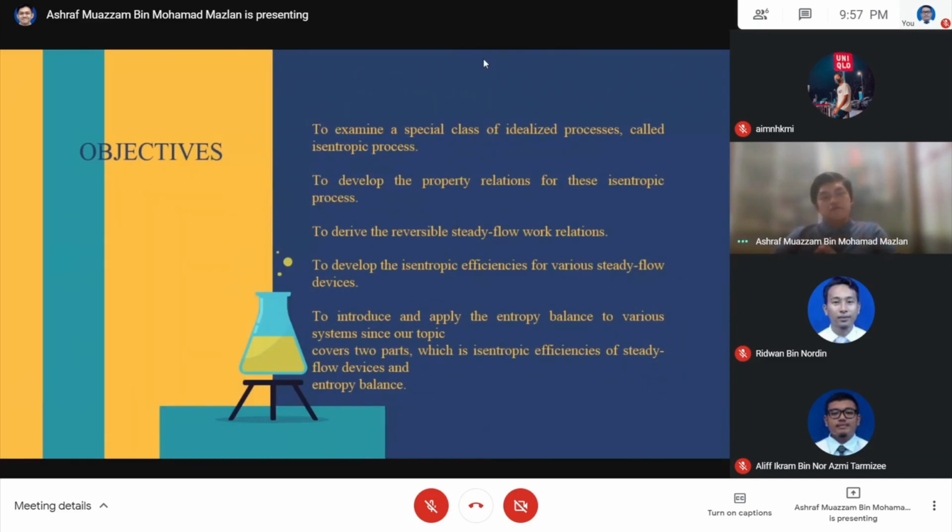The objectives of our project are to examine a special class of idealized process called the isentropic process, to develop the property relations for this isentropic process, and to derive the reversible steady flow work relations. Next, we develop the isentropic efficiencies for various steady flow devices. Lastly, we introduce and apply the entropy balance to various systems, since our topic covers two parts: isentropic efficiencies of steady flow devices and entropy balance. That's all from me. I'm going to pass to the next presenter.